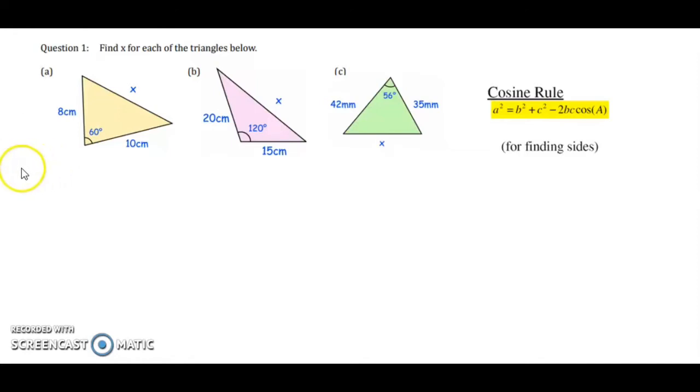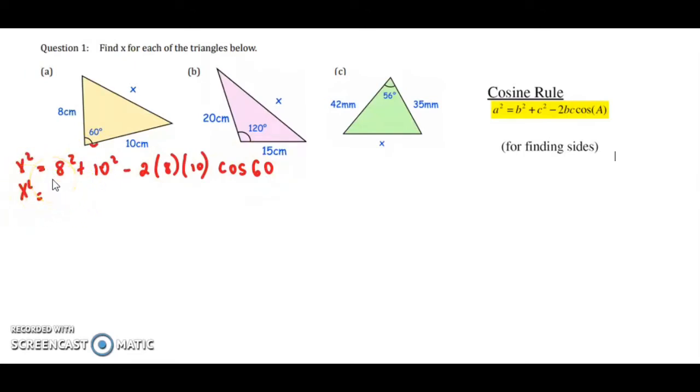The missing side is x, so I'm going to have x squared here, and that is equal to 8 centimeters squared plus 10 squared minus 2 times 8 times 10, and then we're going to have cos, and the angle that we're focusing on is the 60 degrees. So it's going to be cos 60.